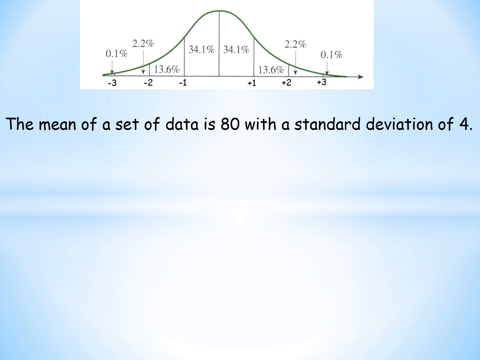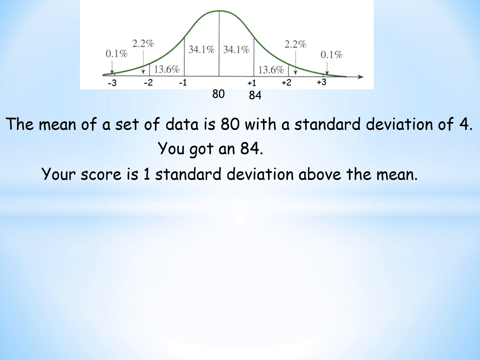So remember, this middle here is where your mean would be. So that would be 80, and each one of these lines is a standard deviation. So this next line, which is one standard deviation above the mean, would be 84. So if you got an 84, you would be one standard deviation above the mean. That's showing you where you are on this chart.